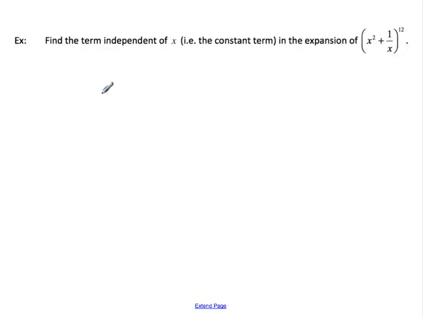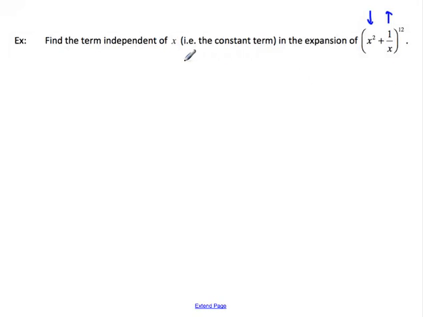Let's look at another example of the same kind. Here we're asked to find the term independent of x, in other words, the constant term in this expansion. That means when we expand this, we can expect that there's going to be one term with no x in it at all. And if you think about it, that makes sense, because here we have x squared and here we have 1 over x. As the expansion progresses, the powers of this are going to go down and the powers of this are going to go up, and there looks like there might be a point where they balance out and cancel.